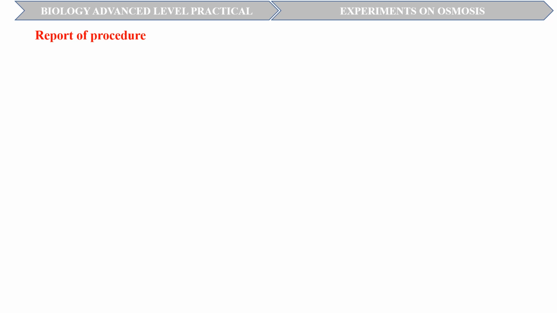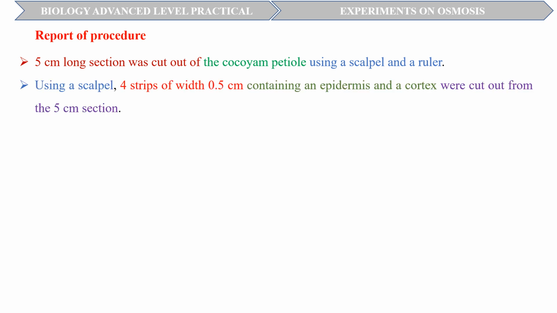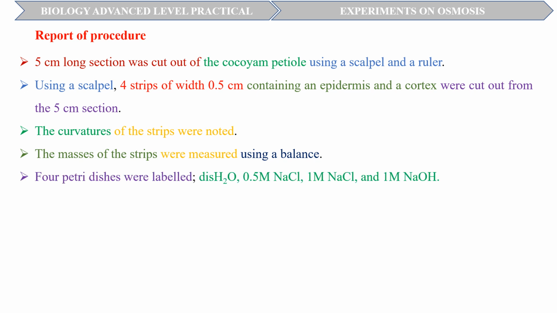For this procedure, a sample report can be: A 5 centimeter long section of the cocoyam petiole was cut using a scalpel and ruler. Using a scalpel, 4 strips were cut out of the section with 0.5 centimeter width of the epidermis and the cortex. The curvatures of the strips were noted and the masses were measured using a balance. 4 dishes were labeled: distilled water, 0.5 molar sodium chloride, 1 molar sodium chloride, and 1 molar sodium hydroxide. The strips were placed in each of the dishes.